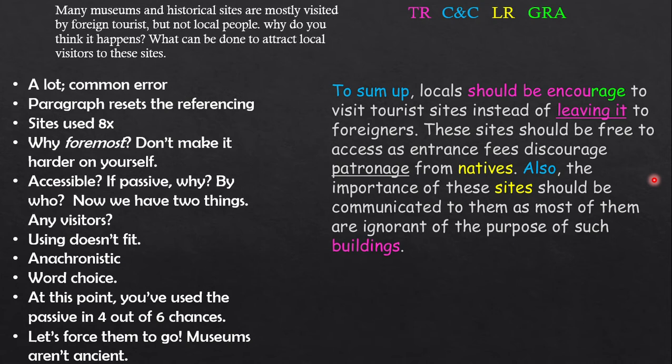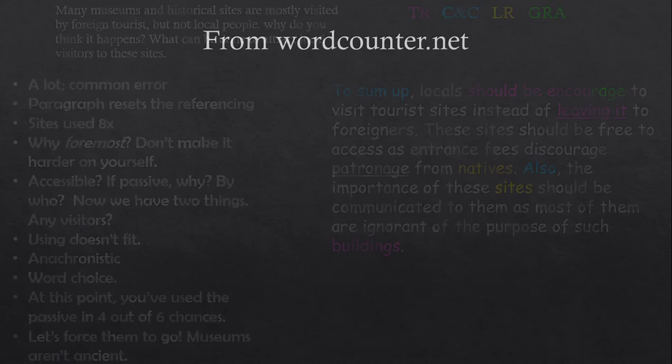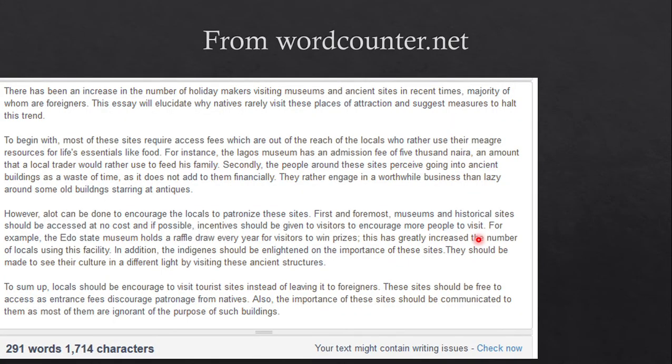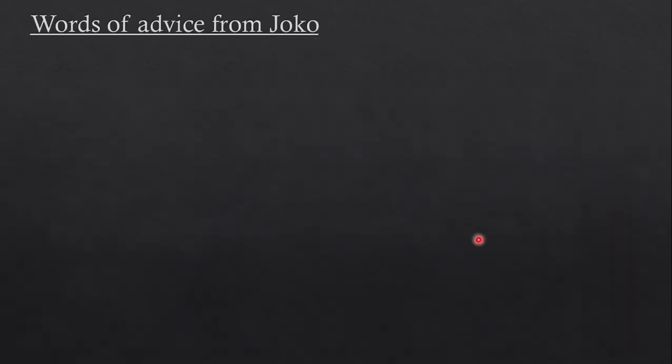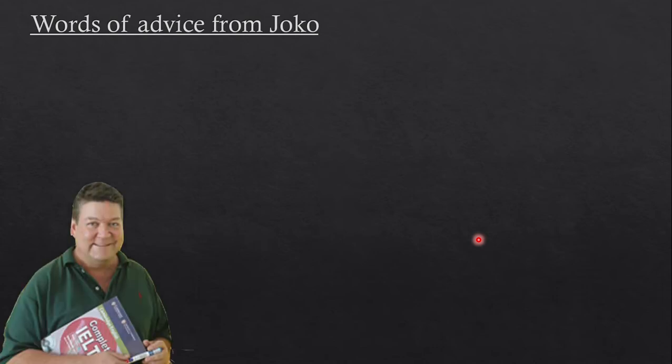Okay, wait a minute. "Most of them are ignorant." You never said that before. Ignorant is a harsh word. I don't think you should be saying that about people. Okay, there's the site in total, 291 words, pretty good. And then this tells you how nine times you use the word "sites." Seven times. All right, there I am.